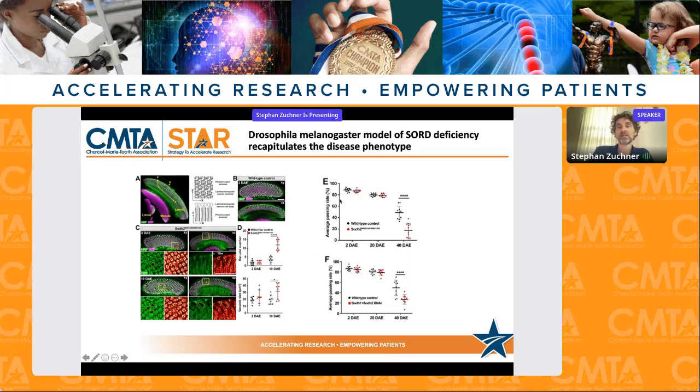And as flies get older in this experiment, 2 days, 20 days, 40 days, you see that the red dots are much lower, meaning these flies don't function as well. In fact, what this measures is how well they can walk. They like to walk along surfaces, and we measure how well they can walk. As they get older, they don't walk as much anymore and not as well as their normal peers. So that showed that we can somewhat model the CMT phenotype, the weakness, in these flies as they get older.